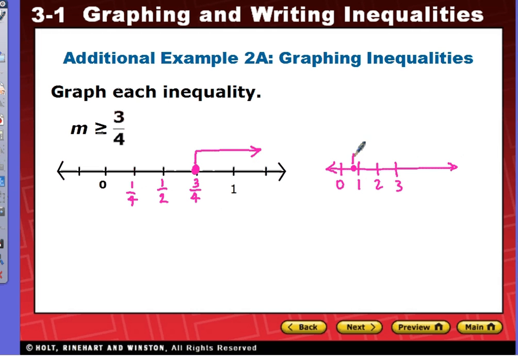Remember, you can always check to see if your arrow is going the correct direction by picking a number underneath your arrow, like 1, and filling it into the inequality. So is 1 greater than or equal to 3/4? Yep, so my arrow must be going the right direction.